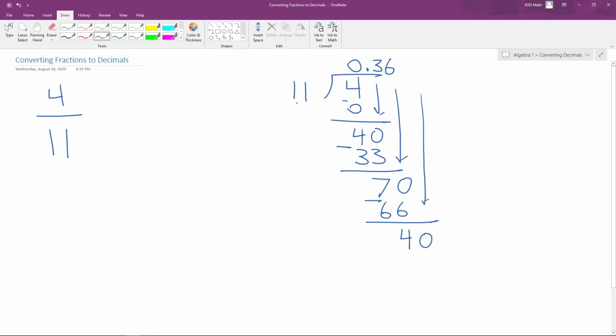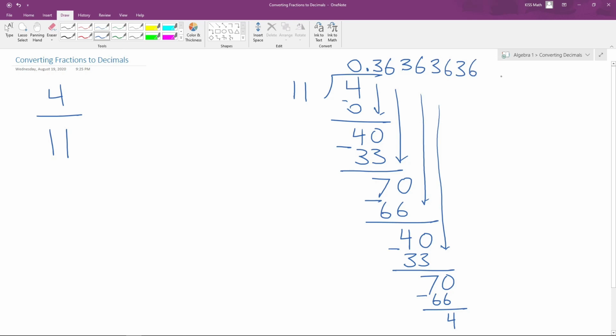Bring down another 0. 11 goes into 40 3 times. Okay, feel like I've done this before. So 33, 7. Another 0. Okay, now we're getting familiar. 11 goes into 76 times again. So that gives me 66. And I get a 4 again. So if I keep doing this, it's just going to go on 3 6 3 6 forever.